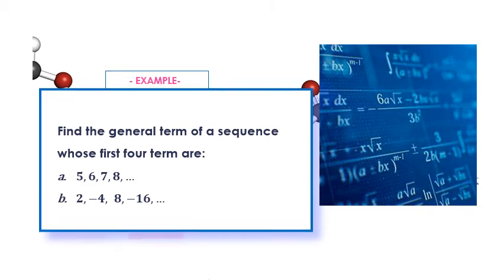Okay, another example. Find the general term of the sequence whose first 4 terms are. So, this time, we are given four initial terms. Then, we will find the general term. So, for letter A, we have 5, 6, 7, and 8. And for letter B, we have 2, negative 4, 8, and negative 16.